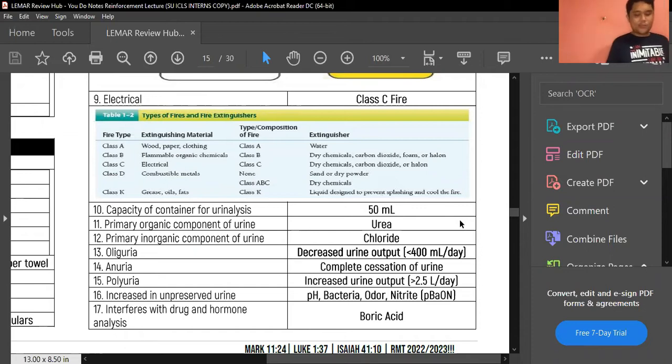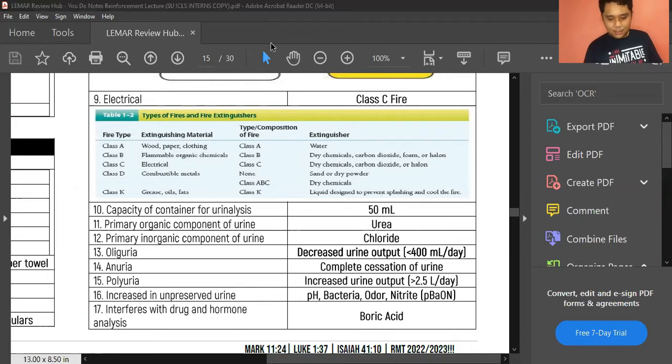Alright. 17, interferes with drug and hormone analysis. You have boric acid. So mo-interfere siya with drug and hormone analysis. Pero, kinsa man tong preservative na best for drug analysis specimens? Sodium fluoride. Take note of that. All right, very good.